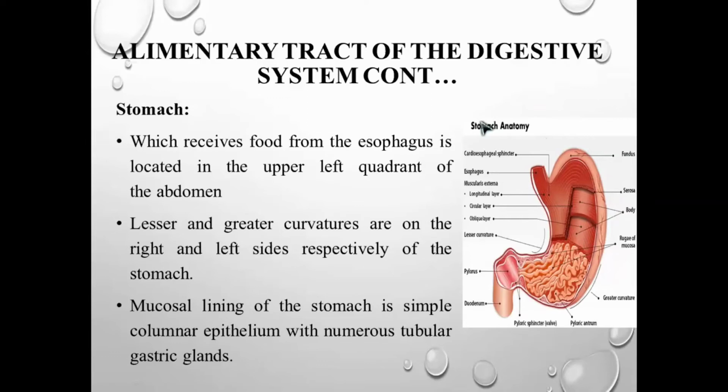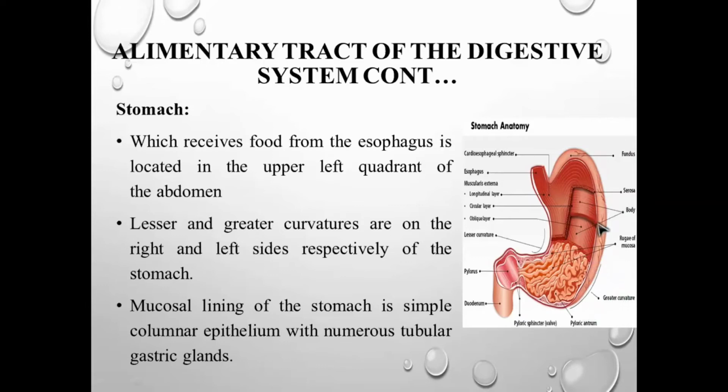The mucosal lining of the stomach is simple columnar epithelium with numerous tubular gastric glands. Gastric glands are present in the lining region of the stomach. So you can see the fundus, and the outer layer of the stomach is called the serosa, then the inner layers, then the body muscles, smooth muscles, then the rugae of the mucosa.